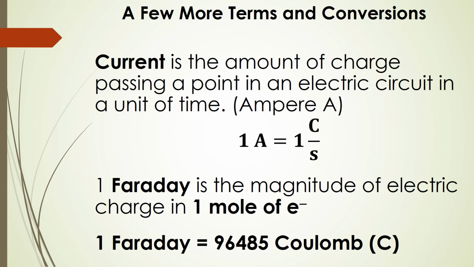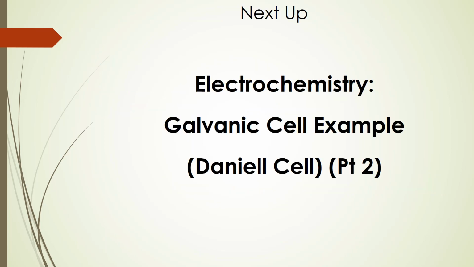96,485 coulombs. We're finished with our introduction, so now we're going to look at a galvanic cell example. And this is the Daniell cell, and you'll see this in part 2.